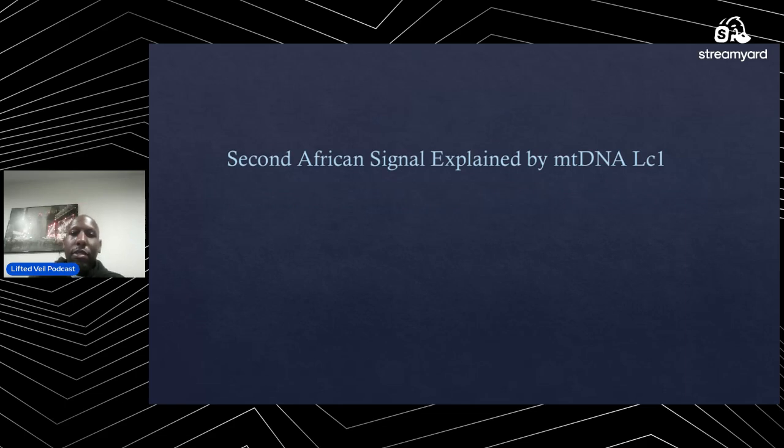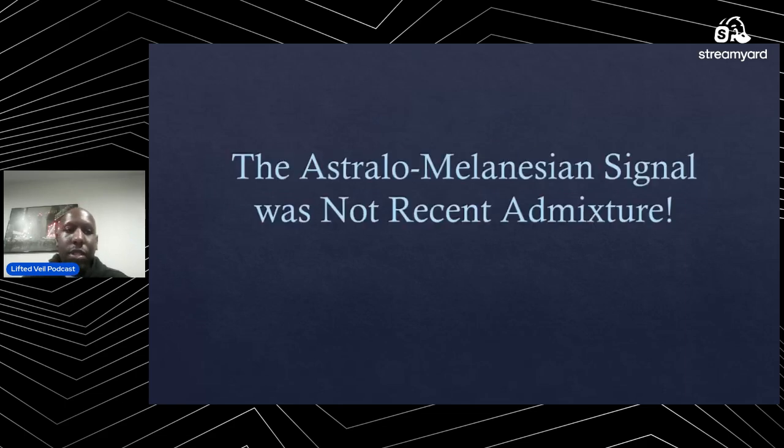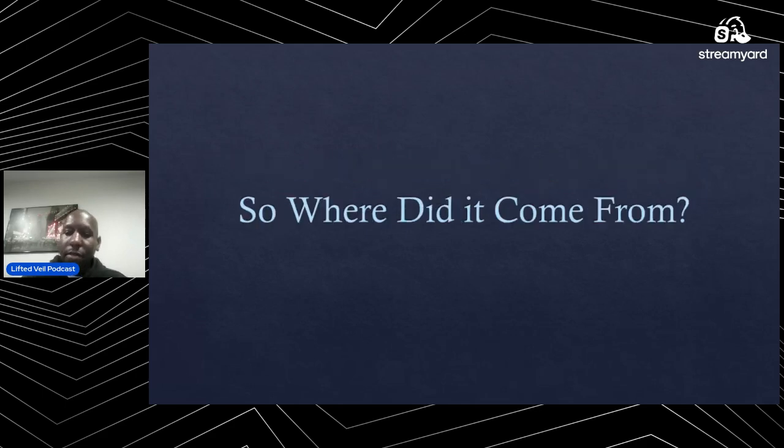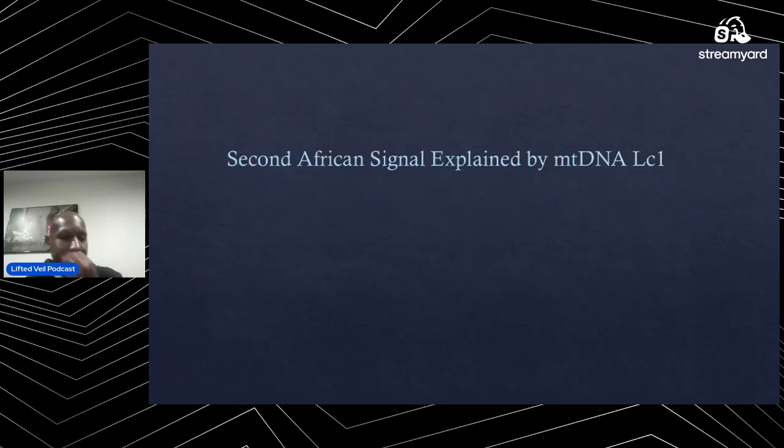Second African signal explained by mtDNA LC1. I think I already explained that. Yeah, I already went over that. I think that's a slide that I meant to take out.